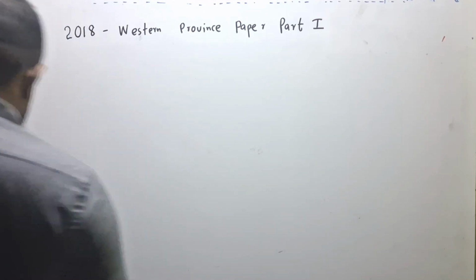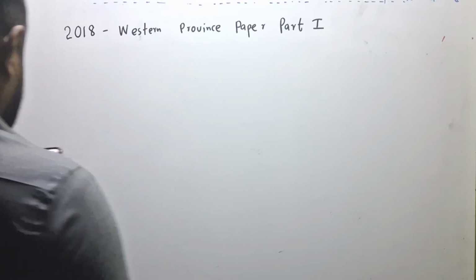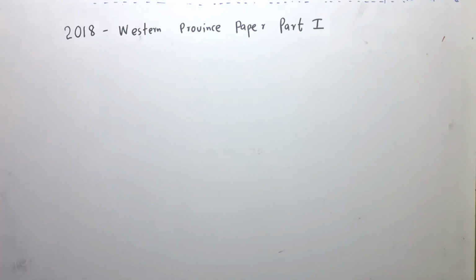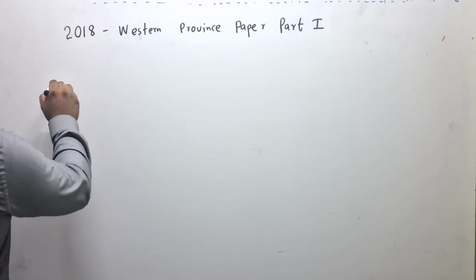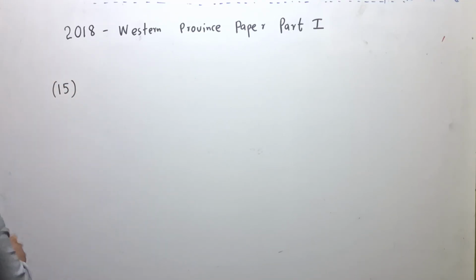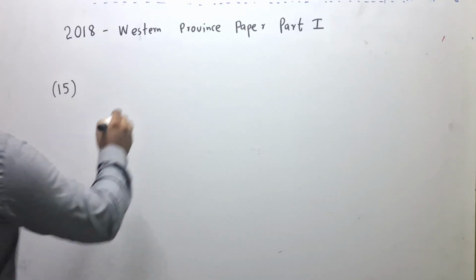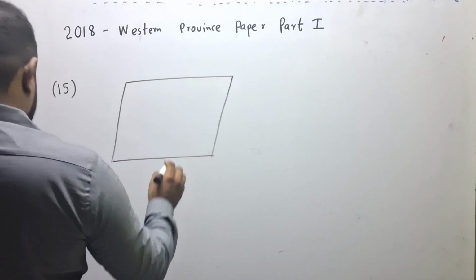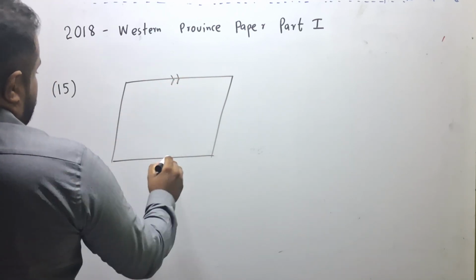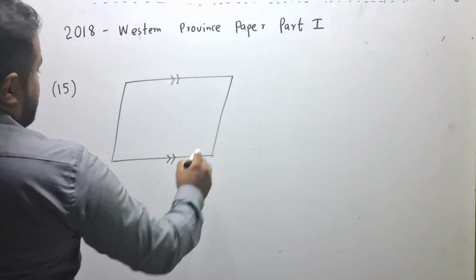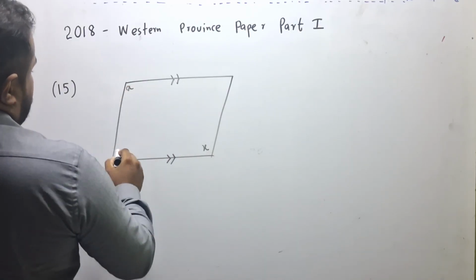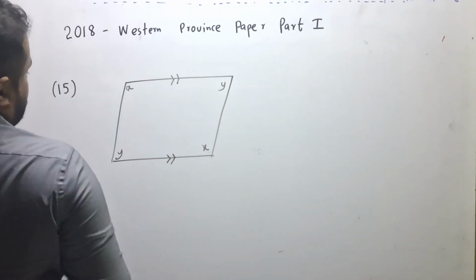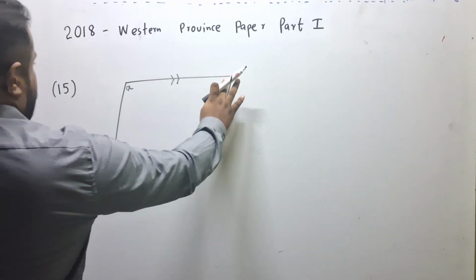Then question number 15. According to the given information, find x and y in the parallelogram. Okay. It's also a parallelogram and they have given parallel lines. If parallel lines appear, we can take alternate angles, corresponding angles and allied angles. And when it is a parallelogram, the opposite angles are equal. That means if this is x, this is x. If this is y, this is also y.